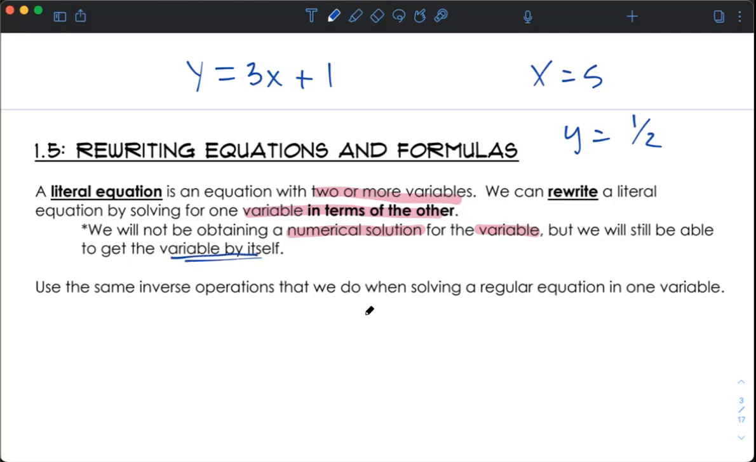So that's been our overall theme for the last week and a half, 2 weeks, to get the variable by itself. And we're still going to be doing that. We're going to use the same inverse operations to solve for that variable. So it's the same steps and same process as regular equations, but it's just going to look slightly different.